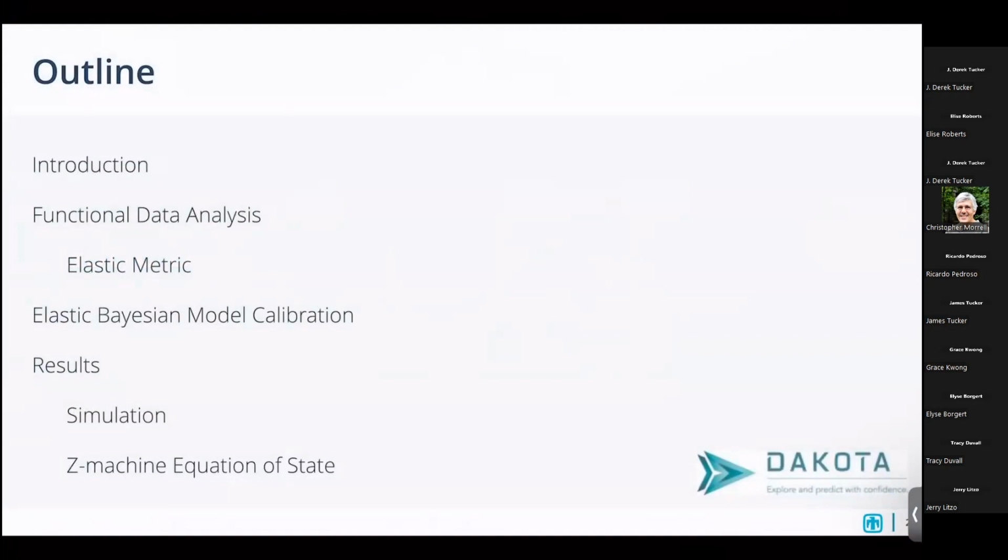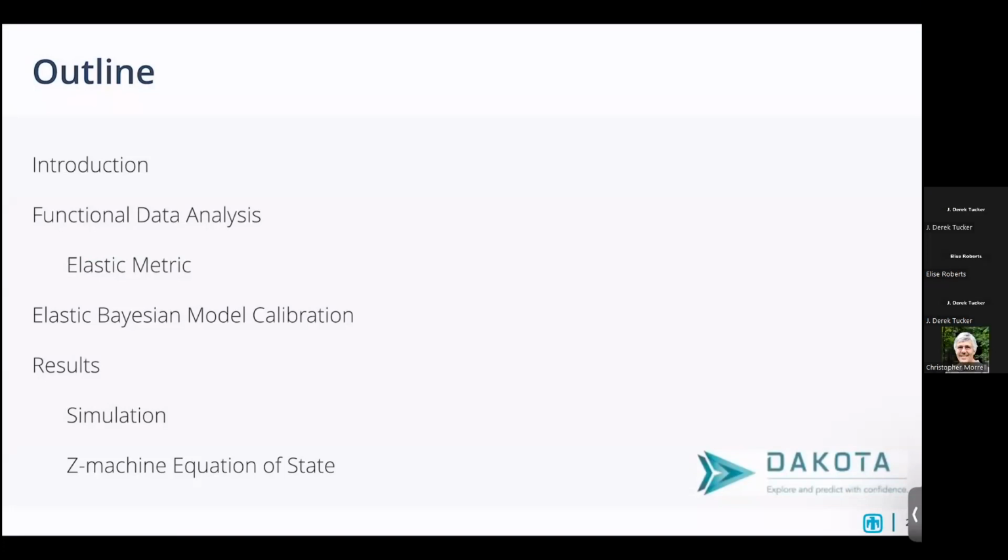I'll give you an outline of the talk today. I'll give you an introduction of the problem we're looking at, kind of why functional data. I'll get into the area of functional data analysis, which is now starting to become mainstream in statistics, with the publication of a couple of textbooks, especially the last one in 2016 by Anuj Srivastava. I'll get into the elastic metric. This is something that I developed with Dr. Srivastava back in 2011 to 2013.